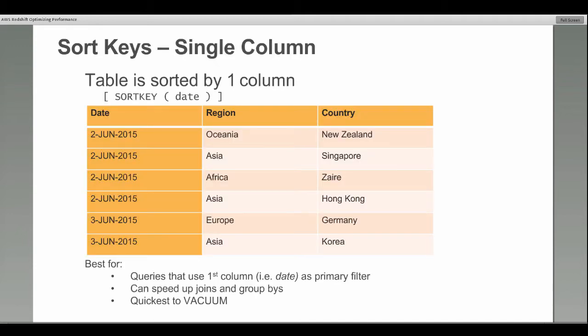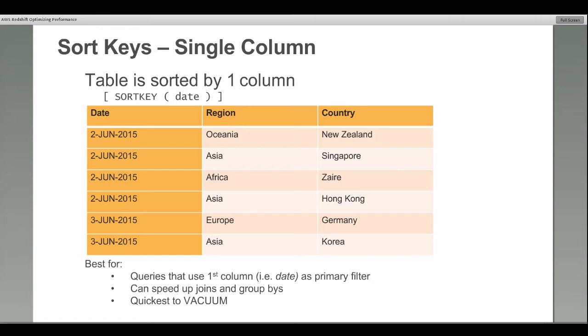If I define a single column sort key, this is most likely going to be on some kind of date column, because date is my primary filter in my query. What this will allow me to do is speed up my joins and my group bys. It will also help me with vacuum operations on this kind of table, which are going to be significantly faster.